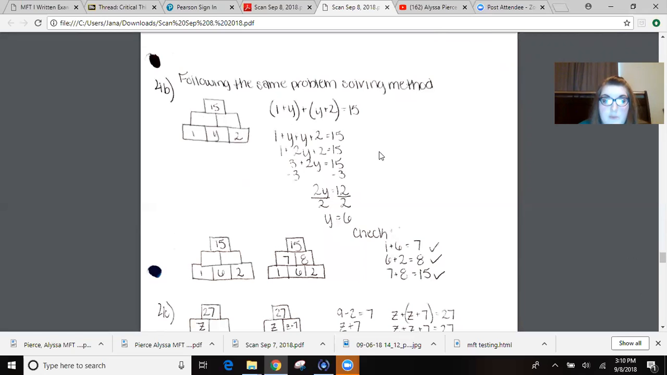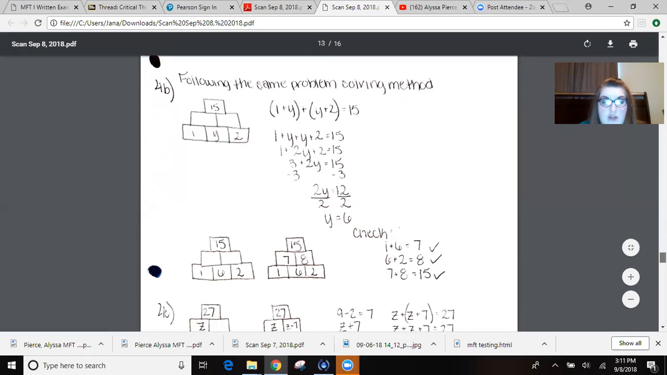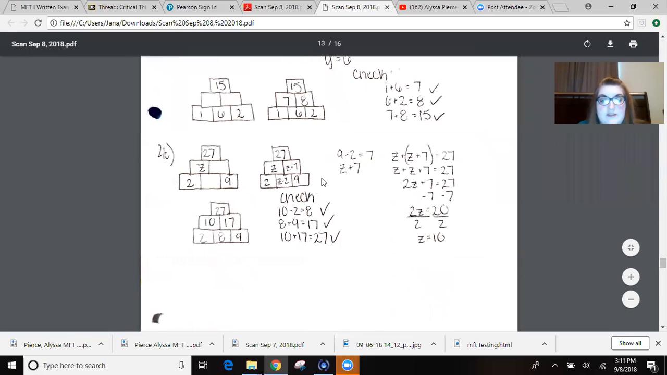You come down, drop your parentheses, combine like terms, and you wind up with, we'll just skip down to this part, 2y equals 12. You're going to isolate your variable by dividing by 2, which means y equals 6. So now you can better go back and finish the whole pyramid because you know y equals 6. So 1 plus 6 is 7, 6 plus 2 is 8, and 7 plus 8 is 15. Here's your check work, and you know that your pyramid is correct.